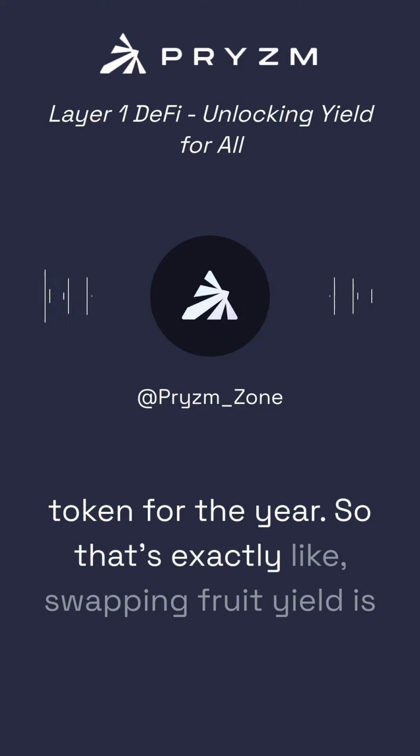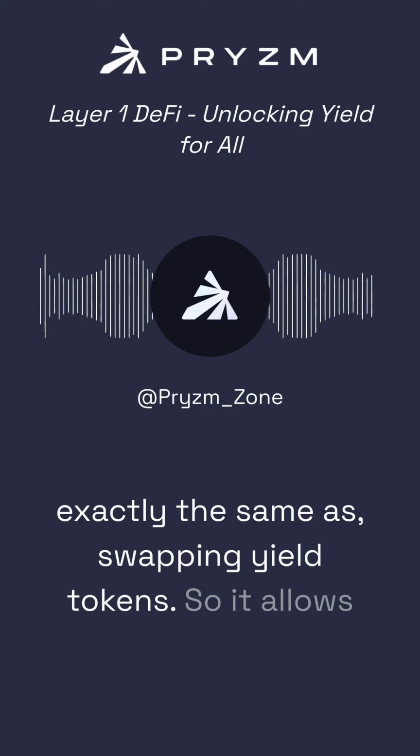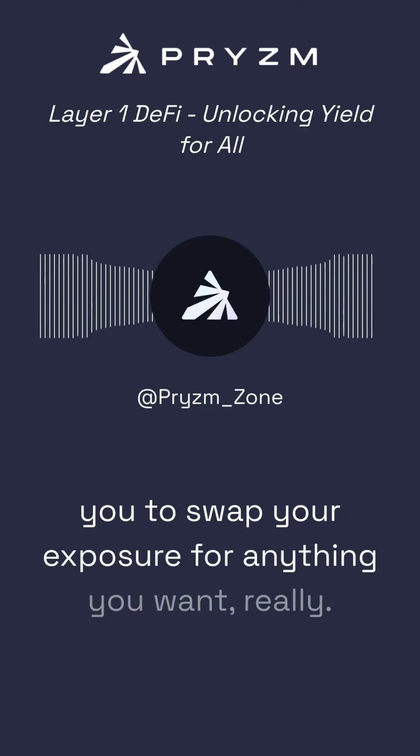So that's exactly like swapping fruit yield is exactly the same as swapping yield tokens. So it allows you to swap your exposure for anything you want, really.